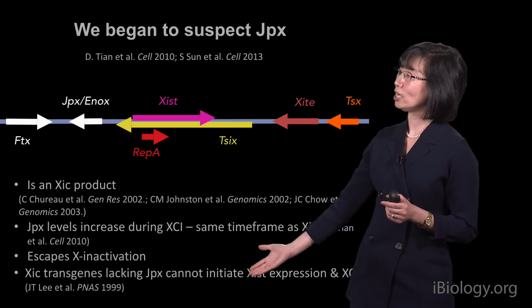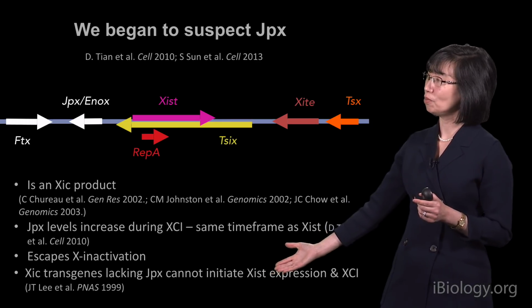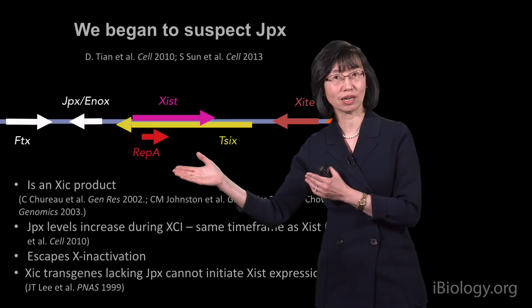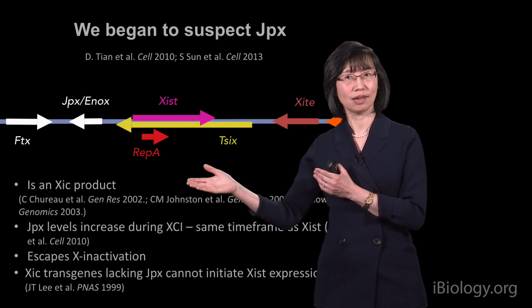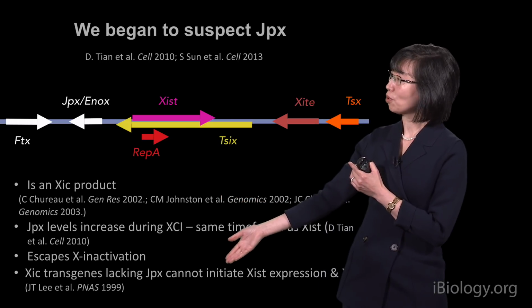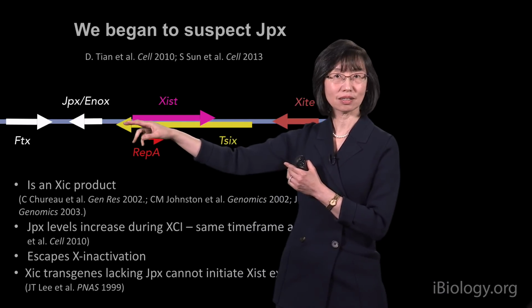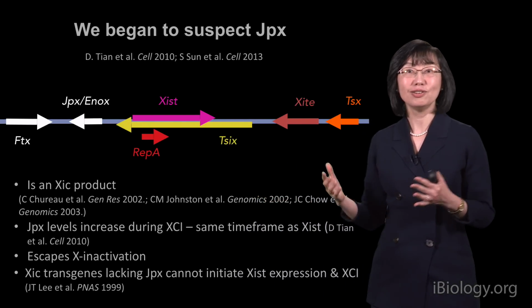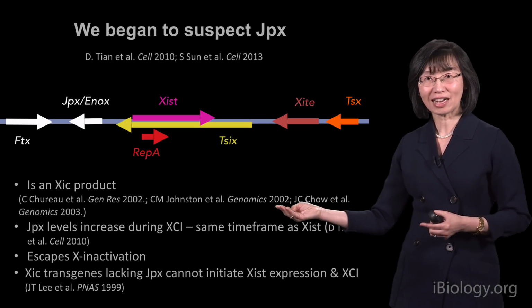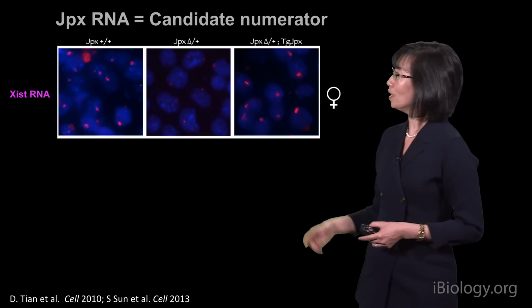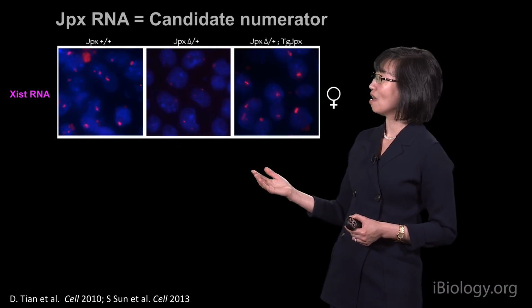And from the transgenesis experiments I told you before, when we move this region and put it on an autosome, that autosome behaves like an X chromosome and undergoes inactivation. However, if we were to make a transgene that's missing this Jpx, that transgene can no longer inactivate the autosome. Okay, so we put this to the test.